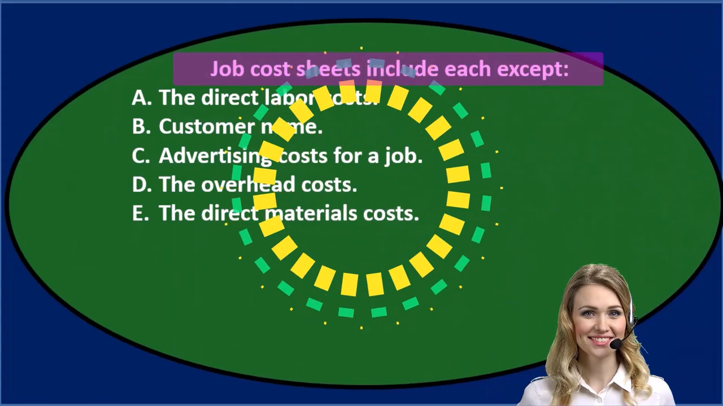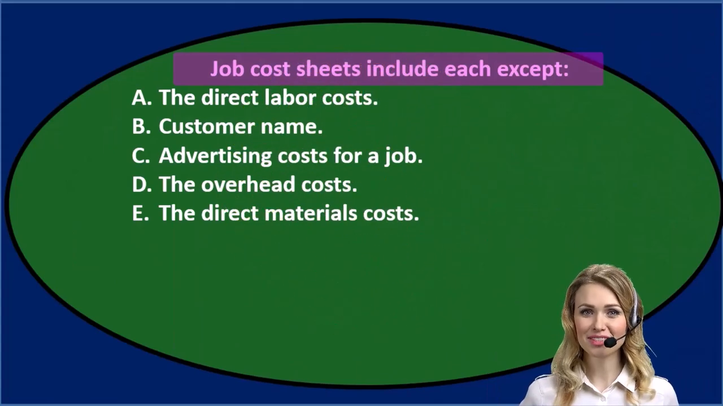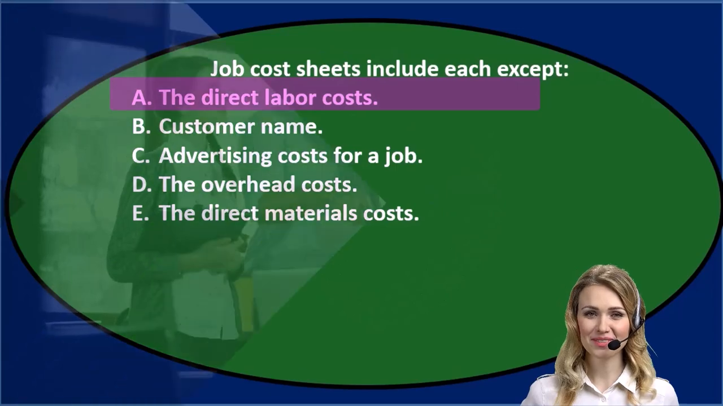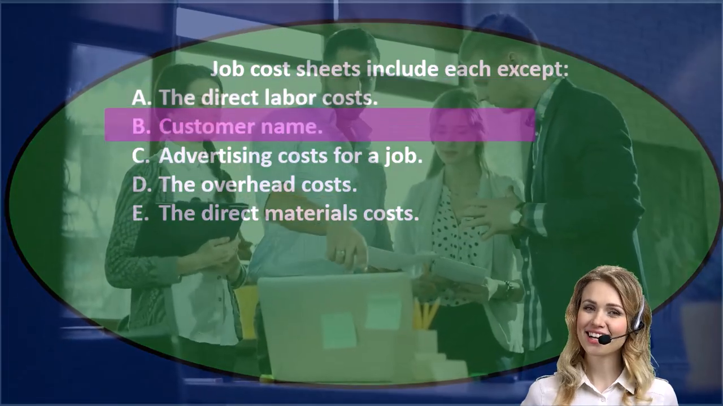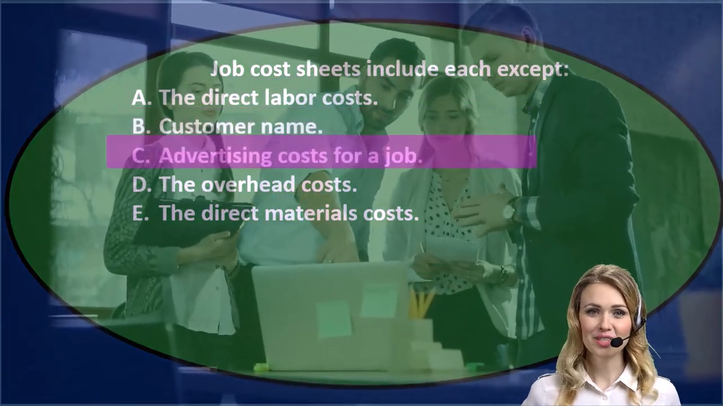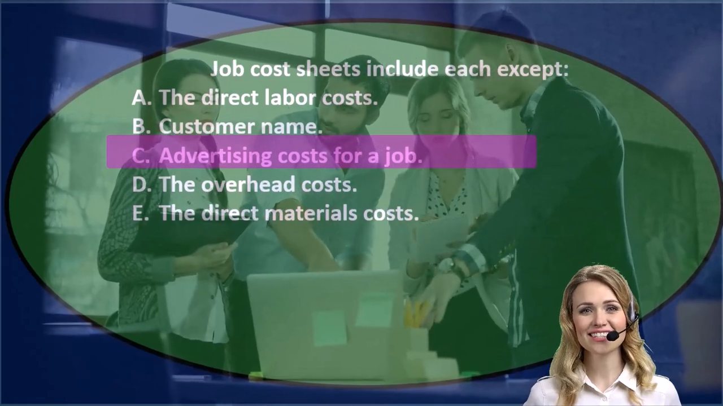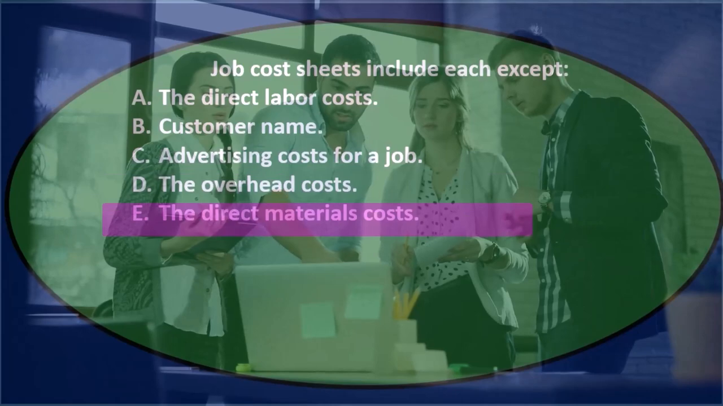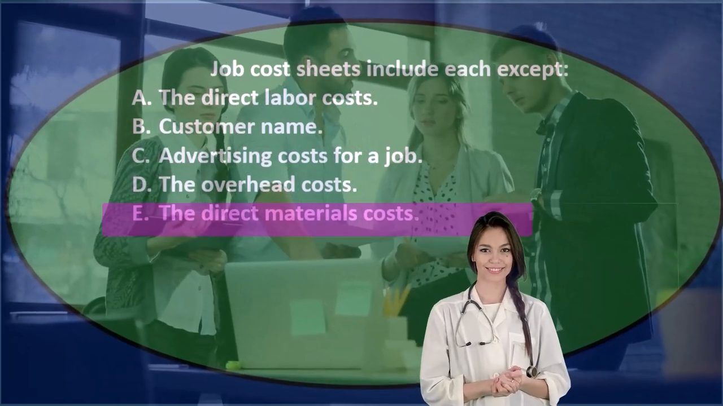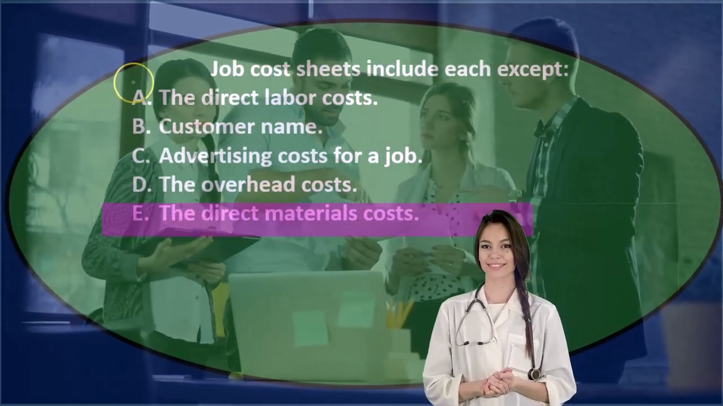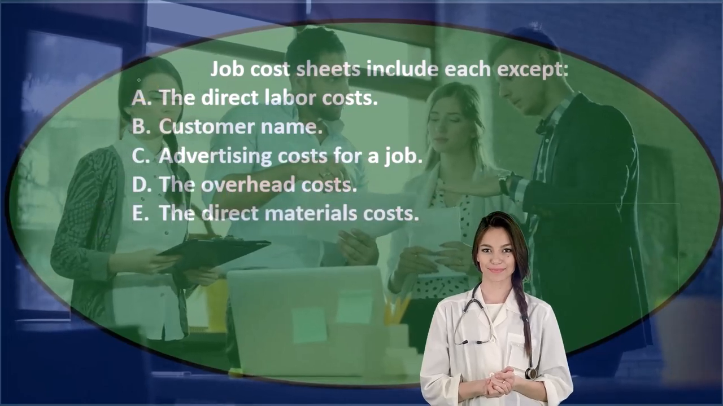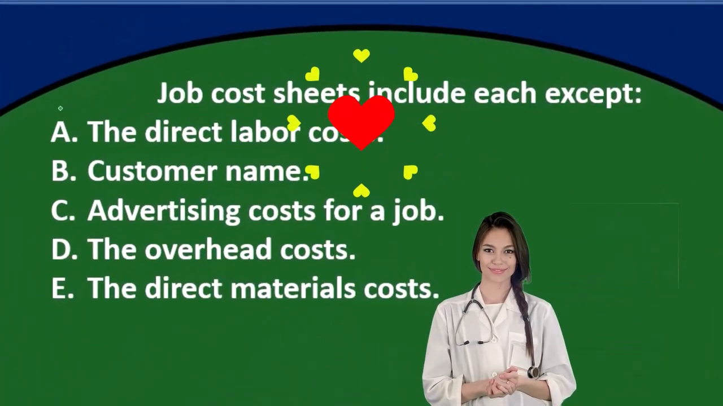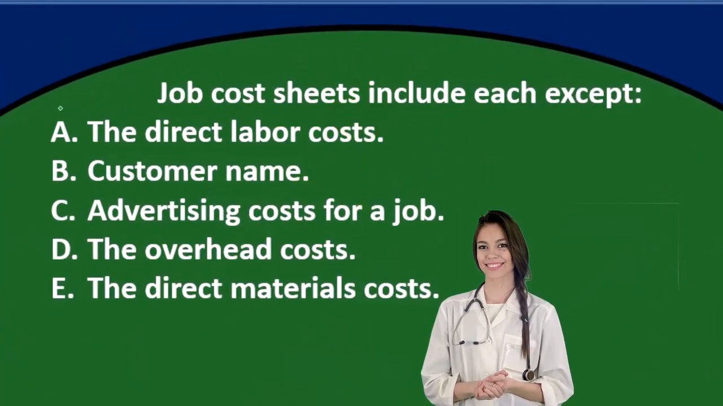Job cost sheets include each except A, the direct labor costs, B, customer name, C, advertising costs for a job, D, the overhead costs, E, the direct materials costs. Let's go through this again using the process of elimination. Job cost sheets include each except.